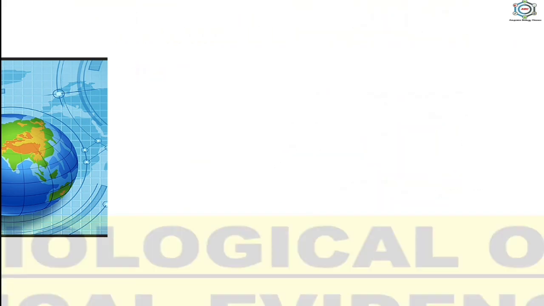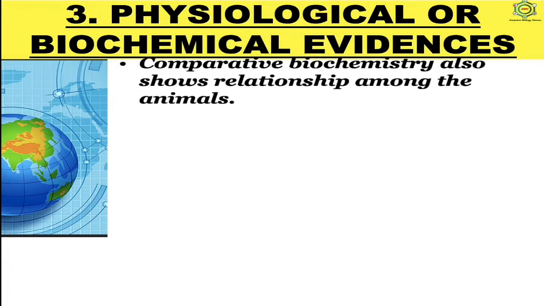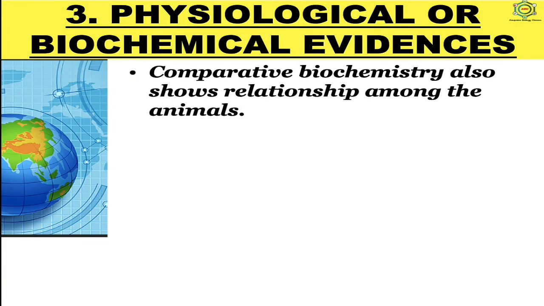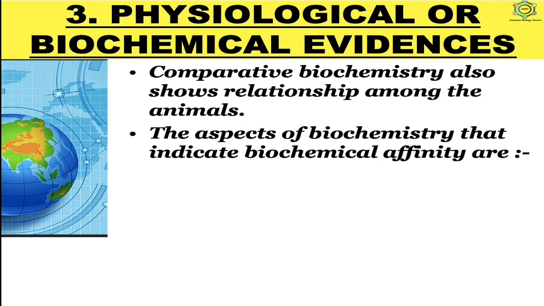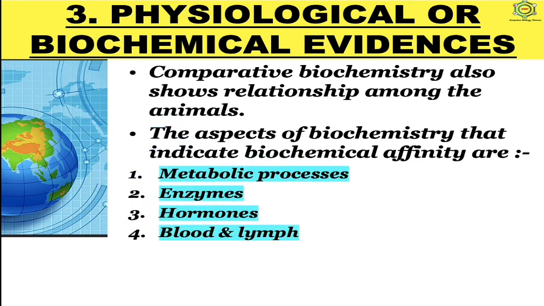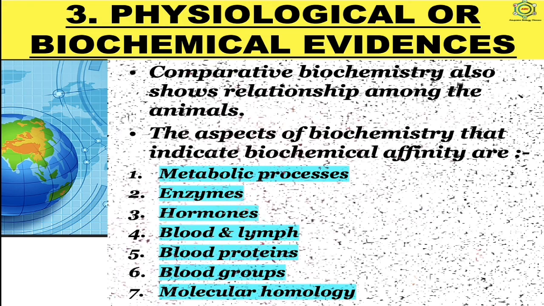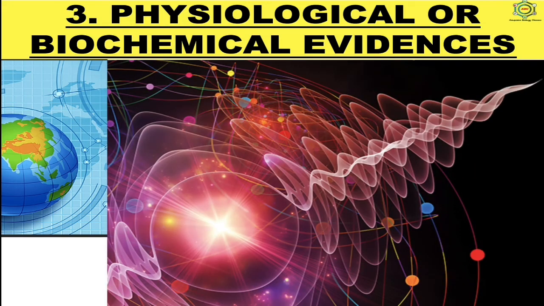Now, the third evidence is physiological or biochemical evidences. Comparative biochemistry also shows relationship among the animals. The aspects of biochemistry that indicate biochemical affinity are metabolic process, then the enzymes, then hormones, then blood and lymph, then blood proteins, blood groups, and molecular homology. So, the first one, that is the metabolic process.